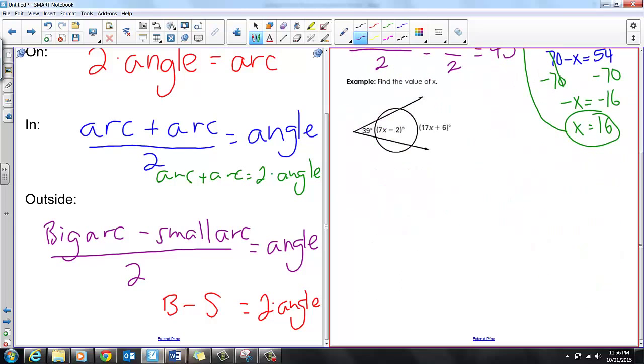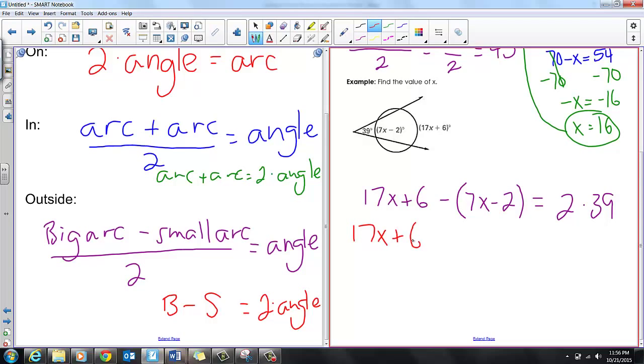Last example here. It looks a little bit tricky, but don't let the variables confuse you. Big arc minus little arc: 17x plus 6. The tricky thing here is when we subtract, we have to subtract this entire angle, so we have to put parentheses around it: 7x minus 2. This is going to be equal to 2 times the angle of 39. So now we have 17x plus 6, and we want to distribute this negative. So it becomes negative 7x plus 2 equals 78.